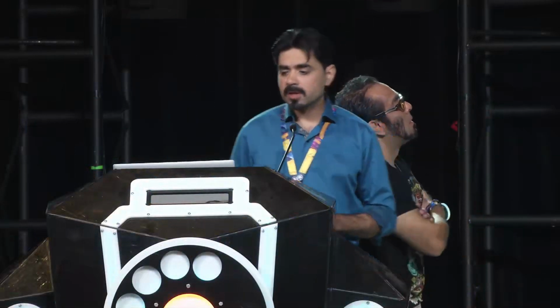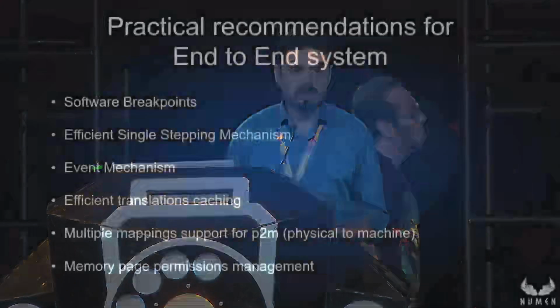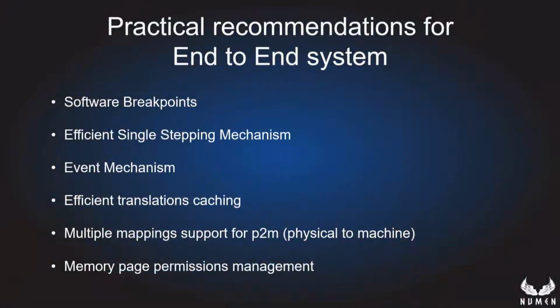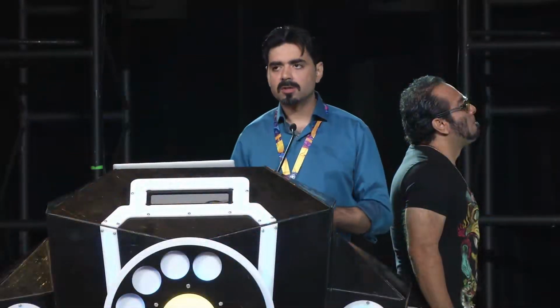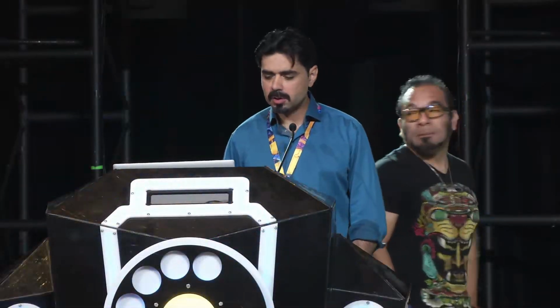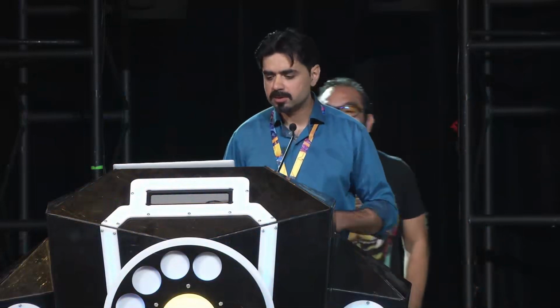I quickly want to share some recommendations for an end-to-end system. Let's say you're working with some other hypervisor. In our case, Xen is just the start. We are already working with another hypervisor, and that's a custom one. So you really need a good way of placing breakpoints, an efficient single-stepping mechanism, and an event mechanism. We didn't talk much about the event mechanism because Xen provides a really good one, but if you're working with another hypervisor, make sure you have a good event mechanism. Anything that you translate using the page tables or page walk, make sure you cache in efficient hash tables.